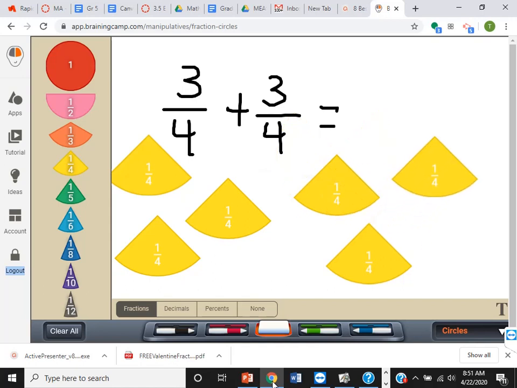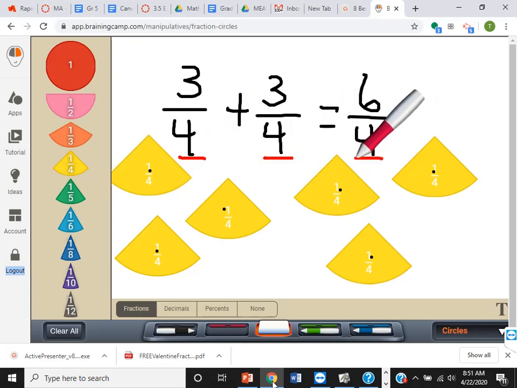So here's 3/4, and I'm going to add another 3/4. So let's see how many of those fourths we have all together. We have 1/4, 2/4, 3/4, 4/4, 5/4, 6/4.